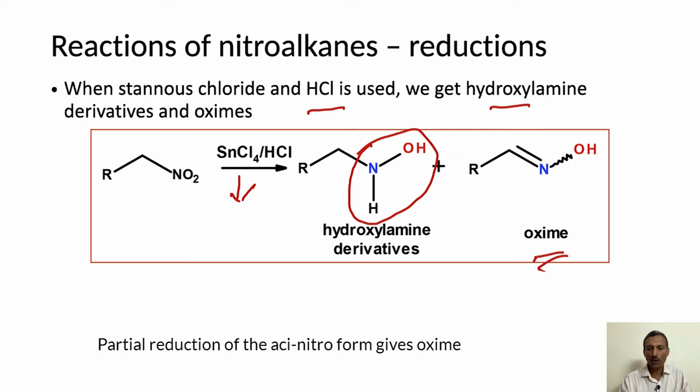If you look at how the reaction actually proceeds, the nitro compound loses oxygen to give the nitroso compound, which on reduction gives the hydroxylamine derivative. The other isomeric form of the nitro compound, which is aci-nitro, on reduction gives the oxime. That is what this reaction actually gives as the final product.